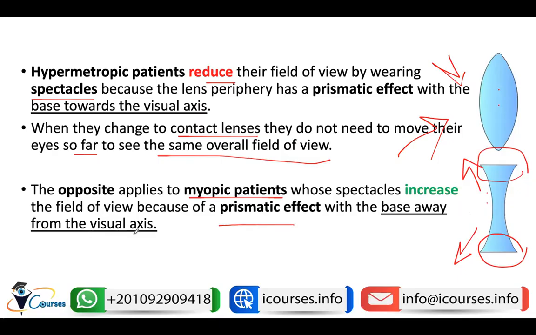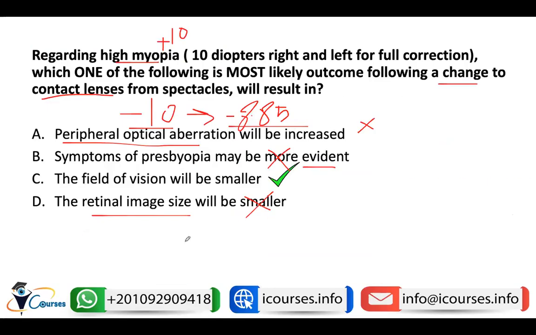So what happens if we are shifting from spectacles to contact lenses? This will result in shrinking of the visual field. So the field of vision will be smaller if we are shifting from spectacles to contact lenses. I hope that this question is illustrated and more clear now.